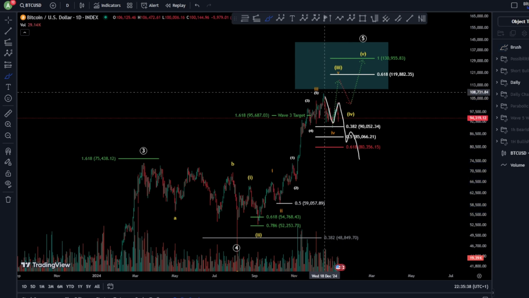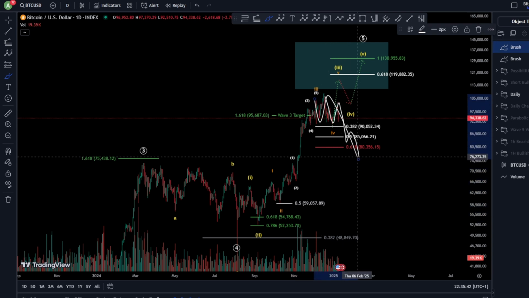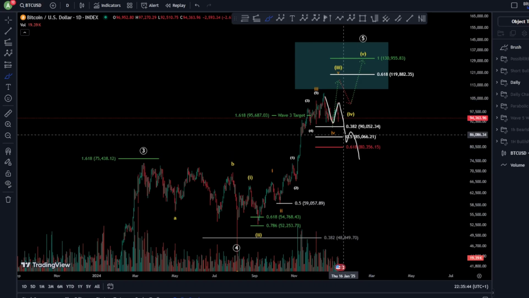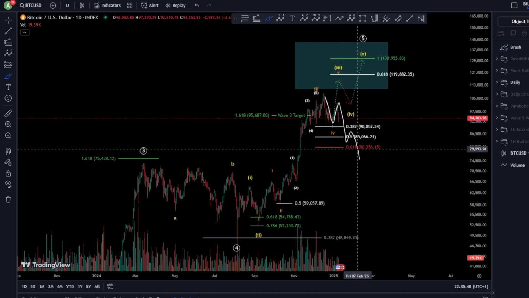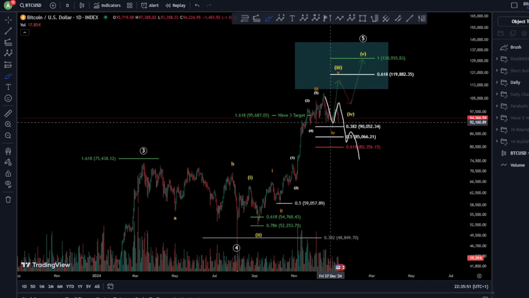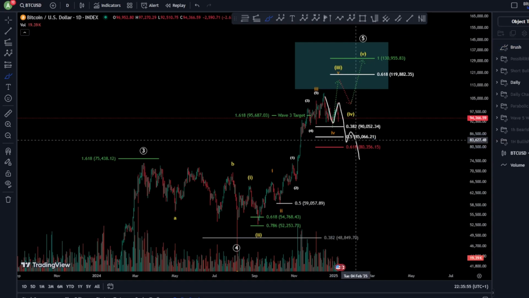If this is a very deep correction, A, B, and C as an expanding flat, it's very possible, with a very, very long wave C. It should not come to this area, but still, it's still possible.